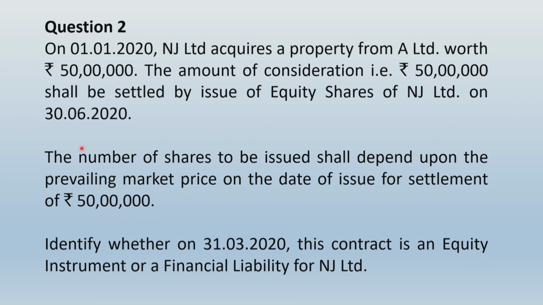The moment you read this line now, you have absolutely no confusion. You will know that until the shares are issued, A Limited will be treated as if it is a financial liability for NJ Limited, correct? So they are asking, identify whether on 31/3/2020 this contract is an equity instrument or a financial liability for NJ Limited. This is the question, and this is nothing but the reflection of the same example. So we just need to formally write down the answer for this.